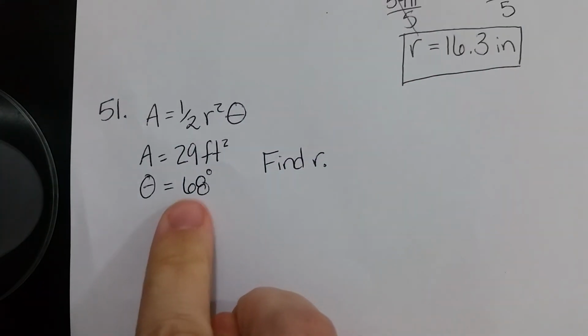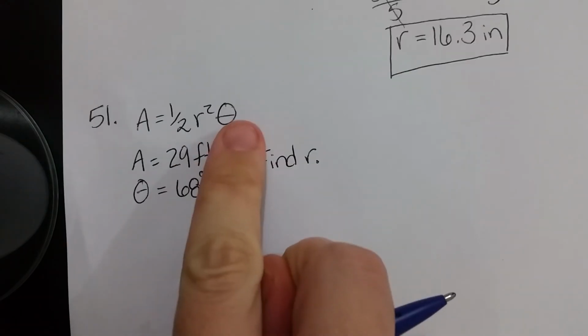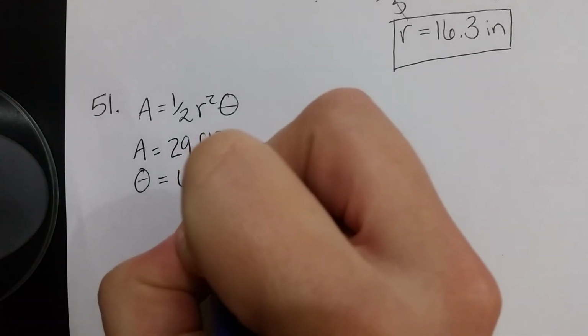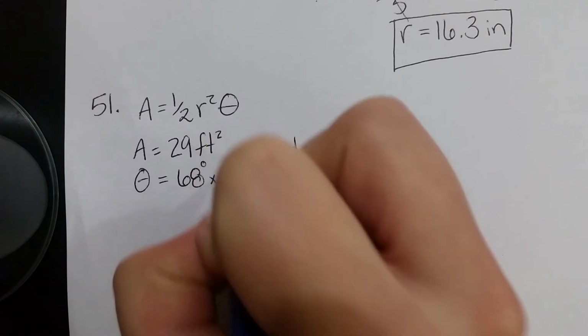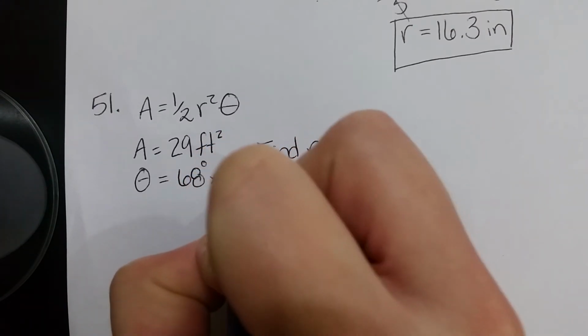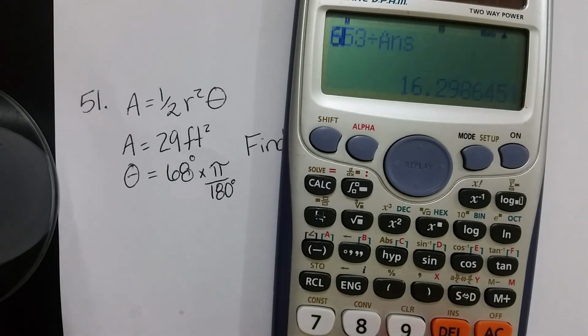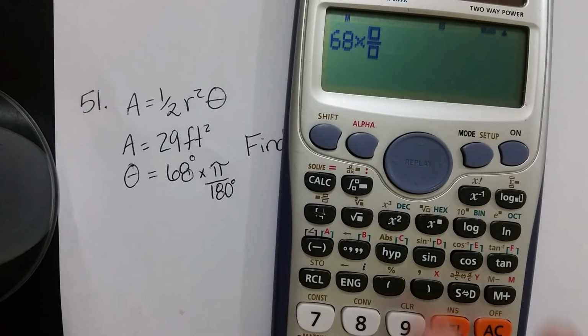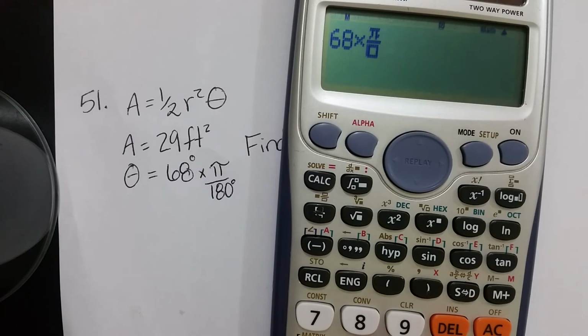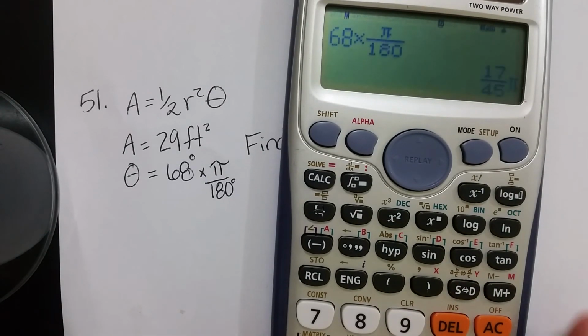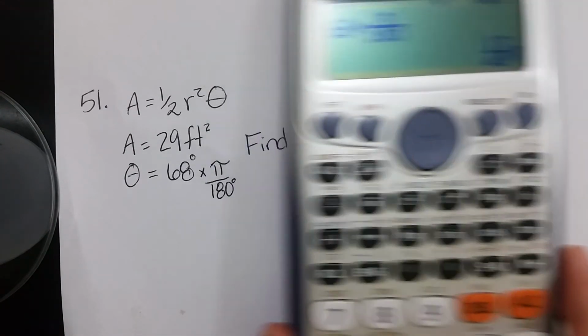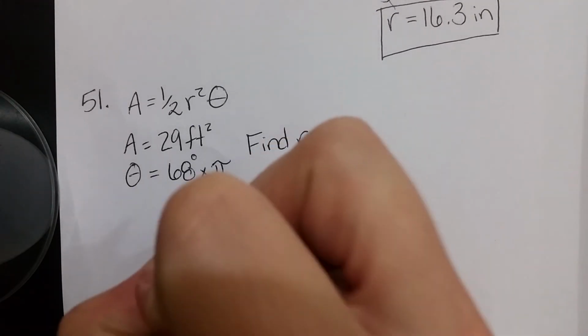Okay, first of all, this is not helpful because you need it to be in radians. So you're going to go ahead and multiply by pi over 180 to change it to radians. So 17 pi over 45.